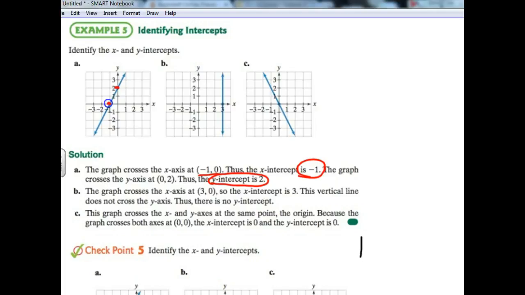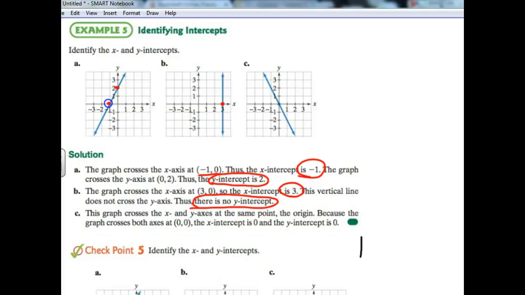B is a line that's going straight up and down, and it looks like it's going through the x-axis, so it does have an x-intercept of 3, but because it's parallel to the y-axis, it's never going to cross the y-axis, so therefore there is no y-intercept for this particular picture.